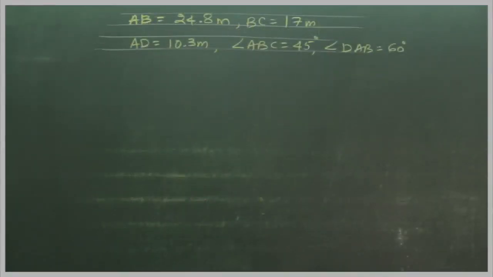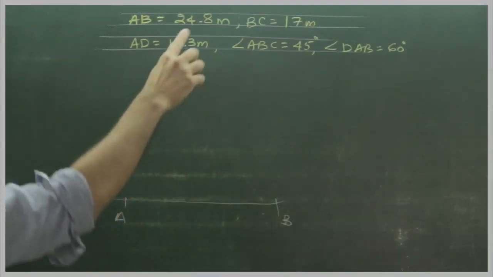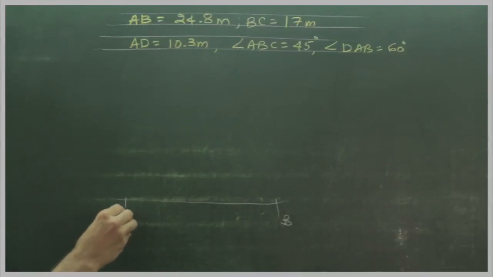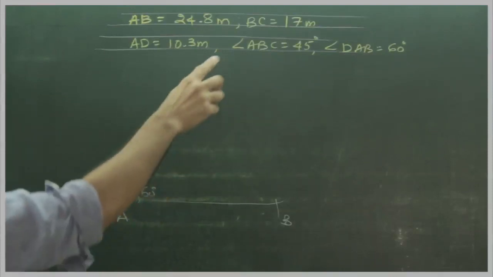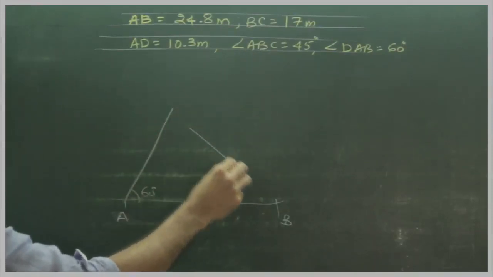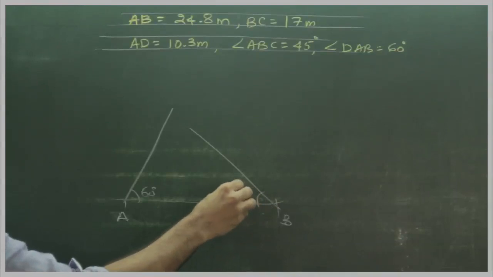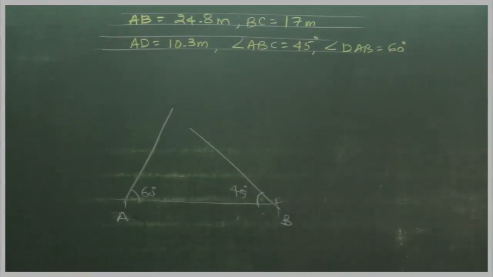So now we have side AB 24.8, BC 17 meter, AD 10.3 meter, angle ABC 45, and DAB 60 degrees. So first we will draw the quadrilateral. So what will we do? First we will draw side AB, which is 24.8, right? After that, they have given angle DAB 60 degrees. So I will draw 60 degrees, and they have given angle ABC 45. So then we will draw 45 degrees.